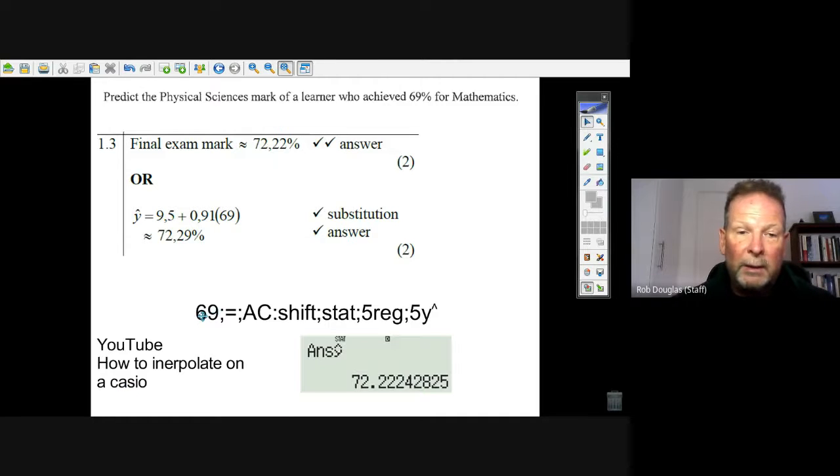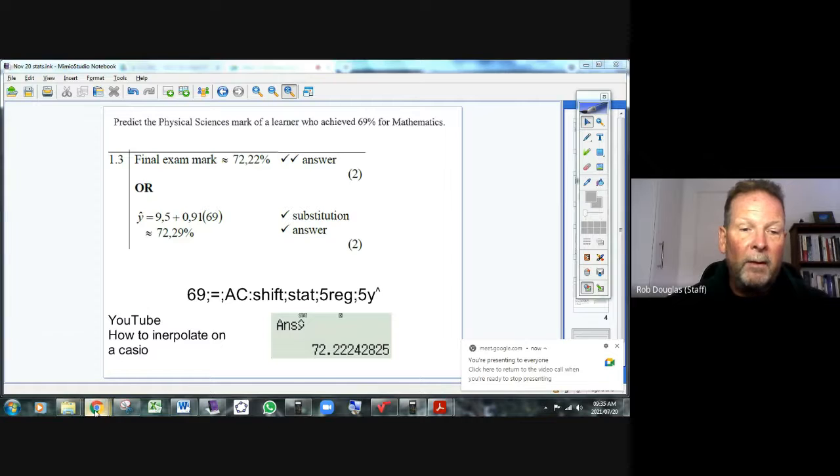All you do is put in 69, press equals, clear it, hit shift, hit stat, hit 5, the regression line, and then hit number 5 again with the little y with a hat on it, y plus. And out came the answer. I hadn't even learned how to do that. It's kind of a lot of steps to do in your calculator, but you can just use your calculator to create the answer. Okay, that's for that question.